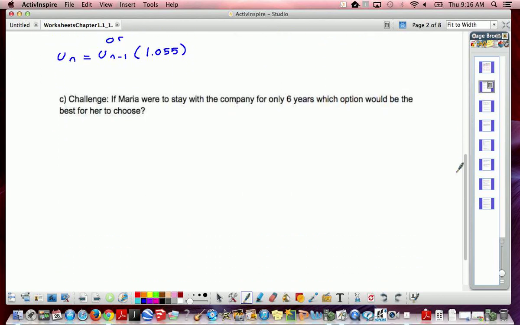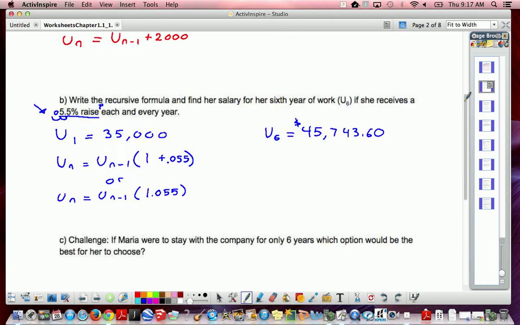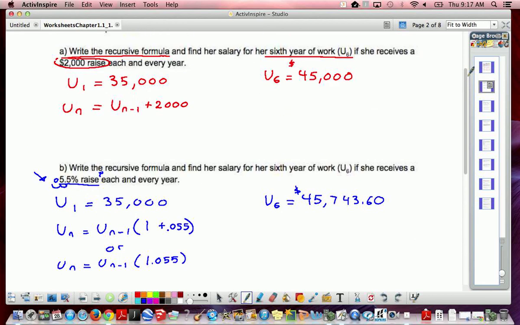Our last question here. Here's the challenge part. If Maria were to stay with the company for only 6 years, which option would be best for her to choose? Now, when you first look at this, you might be saying, well, if you go back to the top here, I would choose the 5.5% raises because look, I'm making more money in my 6th year than in my 6th year getting the $2,000 raise.